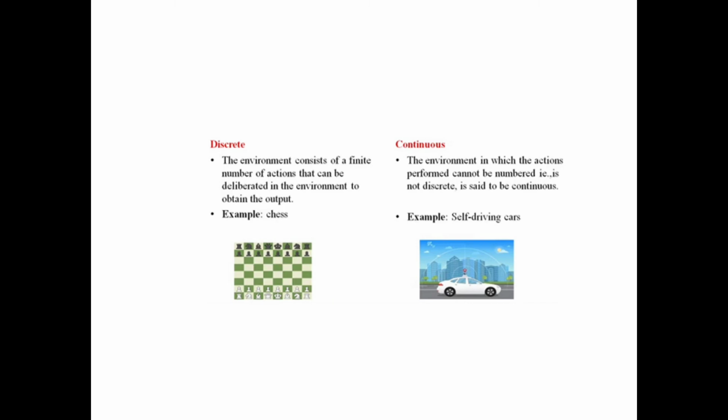Coming to the continuous, here we will consider the self-driving car as an example. In this particular environment, the actions performed cannot be numbered; that is not discrete, it is said to be continuous. Here we don't count any number of actions. Based on the GPS, the self-driving car will move from source to destination. We will not consider any number of actions, that's why this is continuous.